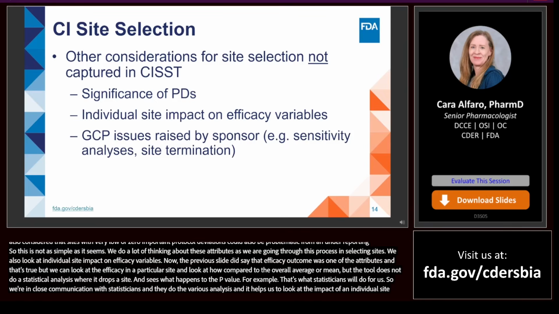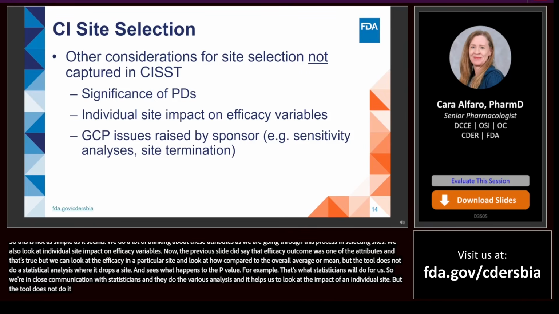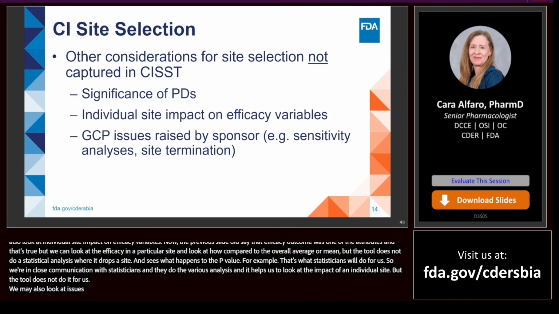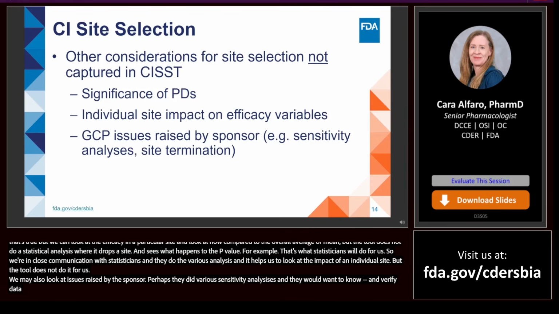We may also look at GCP issues that were raised by the sponsor. For example, perhaps they did various sensitivity analyses, and we would want to know why a particular site was excluded, and maybe we would go to that site and verify data on which the exclusion was based. Also, if there was a site terminated due to GCP issues, we may want to go to that site.